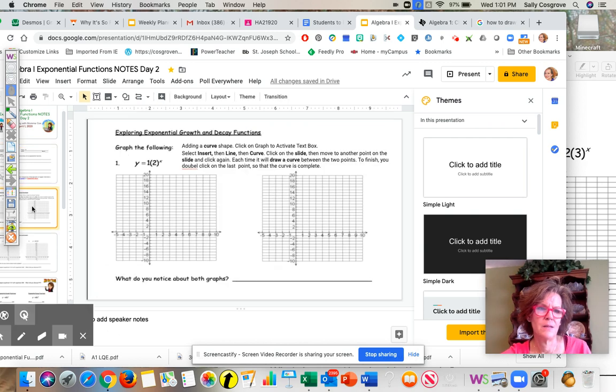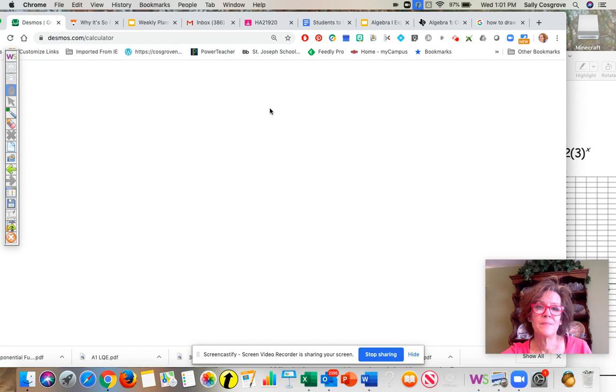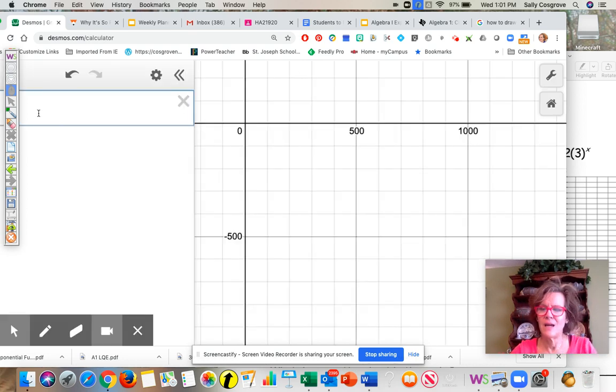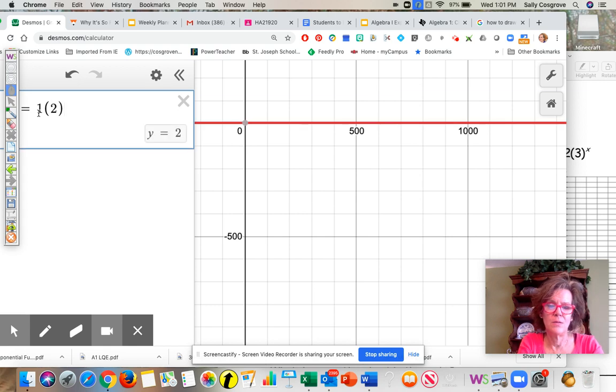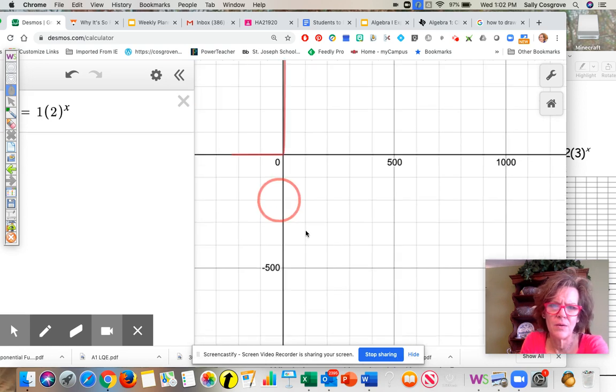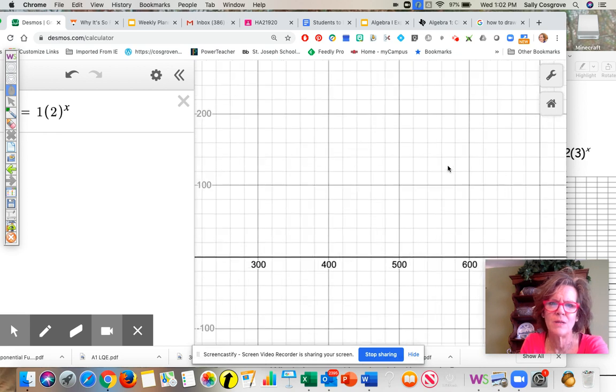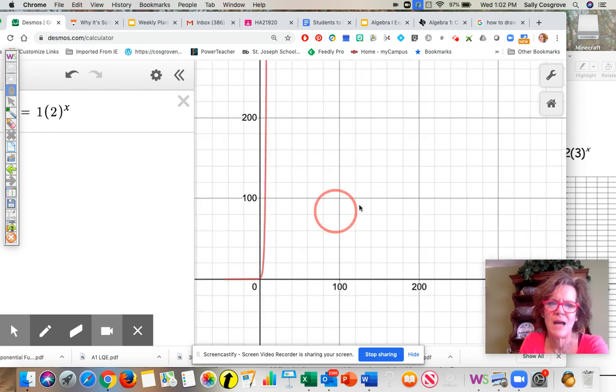All right. I'm going to come over to my Desmos calculator. Maybe. There it is. And I'm going to type in y equals 1 times 2 to the x power. And remember, there's your power key and x. And so I'm going to, oh my goodness, I'm zoomed out super far. So I'm going to zoom in and drag. That's the nice thing.